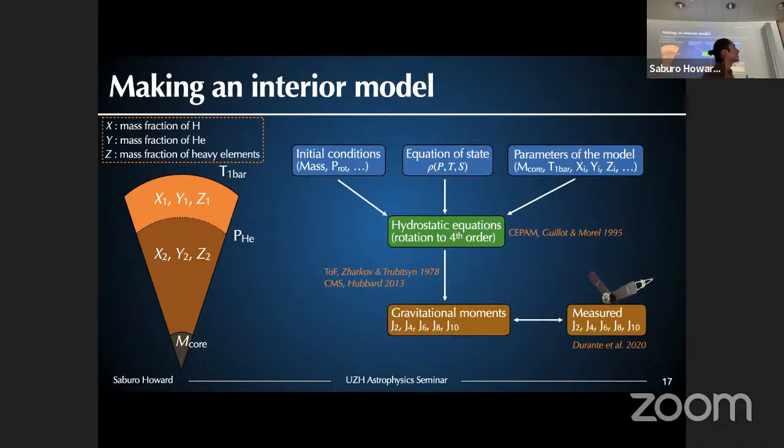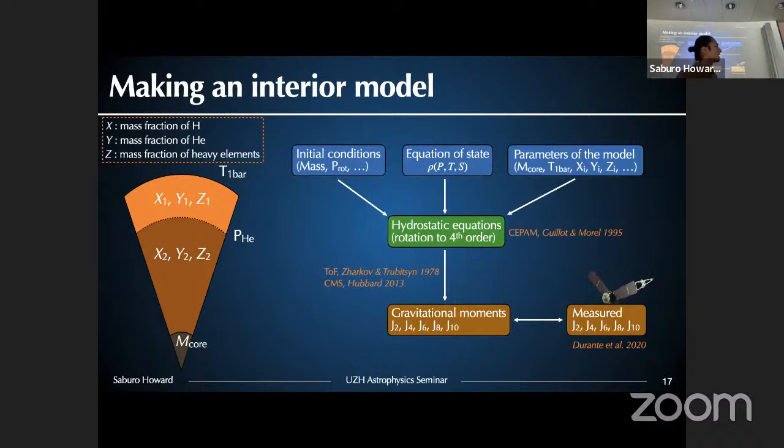And by the way, it's the way I'm doing it, but it's not the only way. Here, I assume the composition, get the density profile, and then calculate the gravitational moments. But one can directly look for the density profile that matches the gravitational moments, and those are called empirical models.